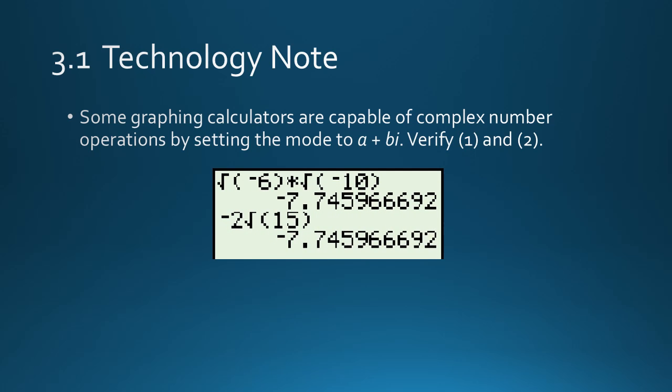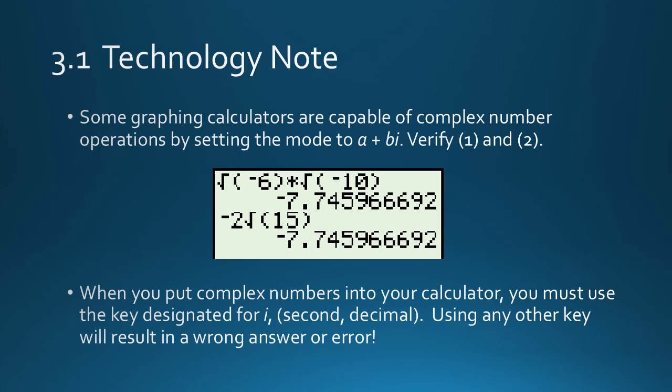So looking at our last problem, we put in the square root of negative 6 times the square root of negative 10, and we have negative 7.745, etc. Now, that doesn't help us a whole lot, so we're actually going to put our answer in also, which was negative 2 square root of 15. And we see that that gives us the exact same answer. So you can see that this actually does work. If it's not in a plus bi mode, it will very likely give you an error.